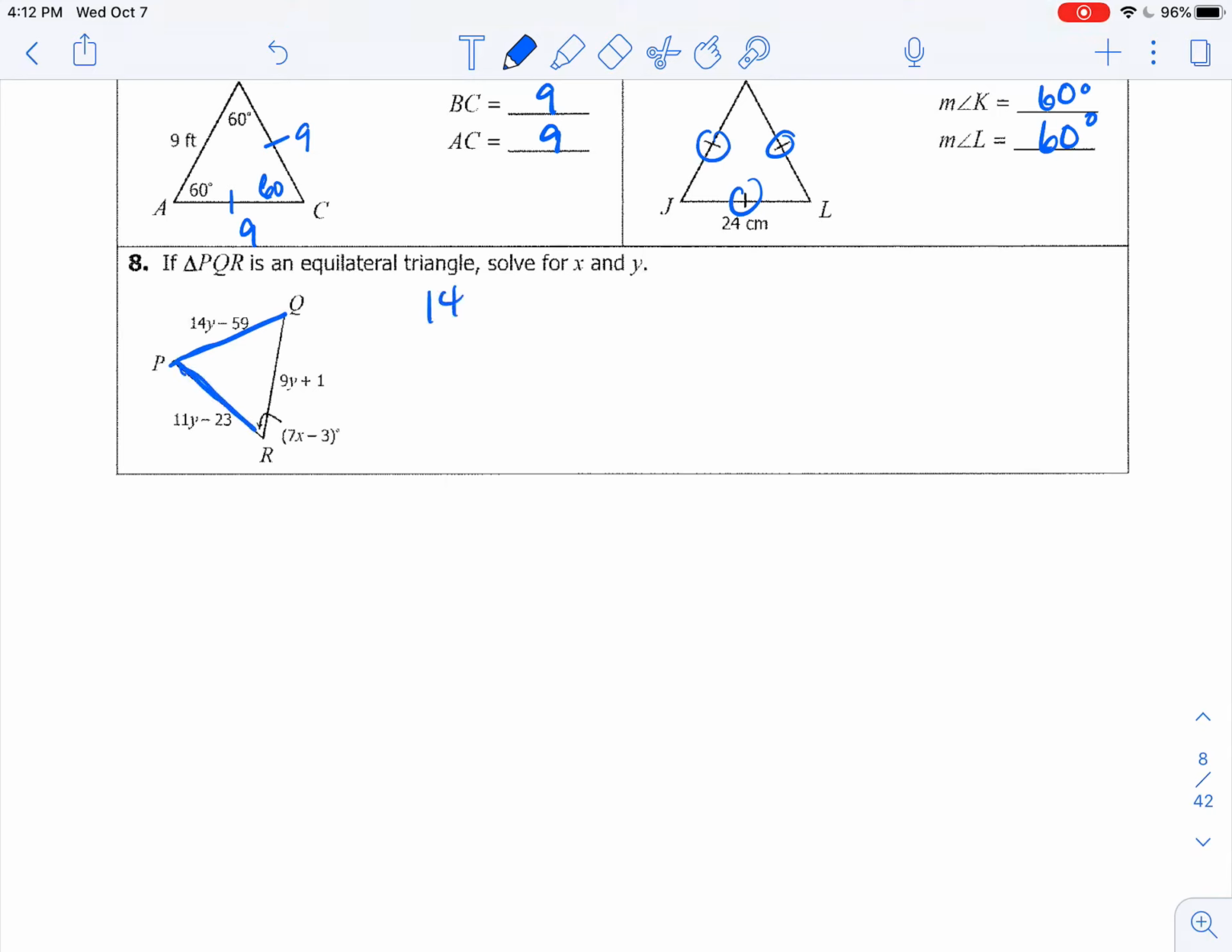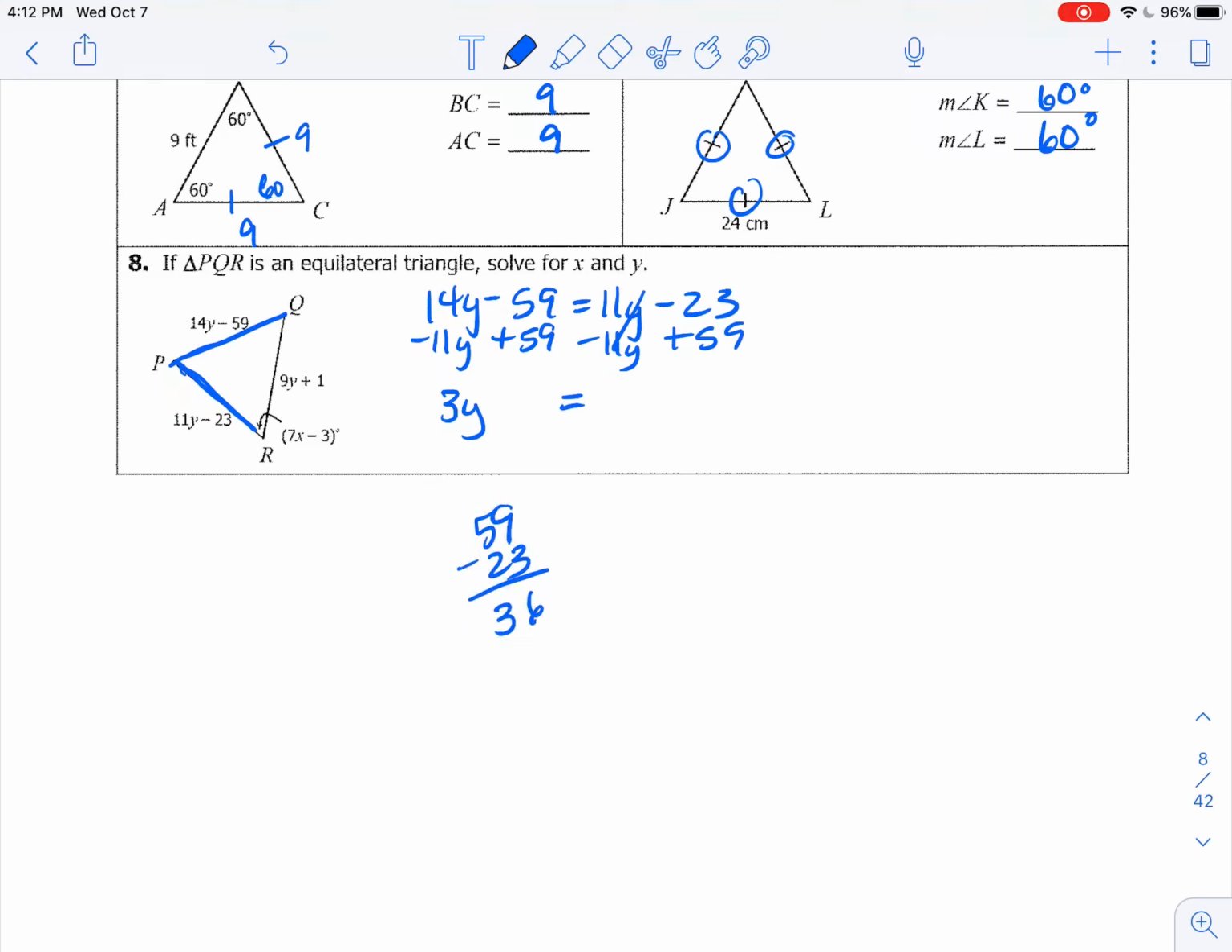Solve for x and y. All right, well, if I have this side that has a y and this side with a y, let's go ahead and set those equal to each other. Okay, so I'm going to subtract 11y from both sides and add 59. And let's see, that gives me 3y, and 59 minus 23 is, how about 36? So my y value is equal to 12 when I divide.